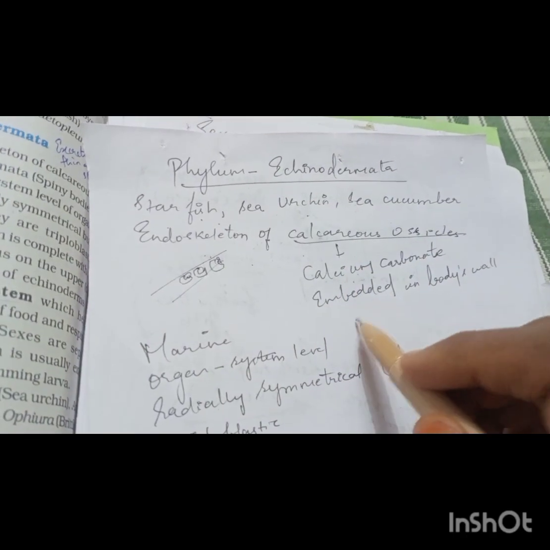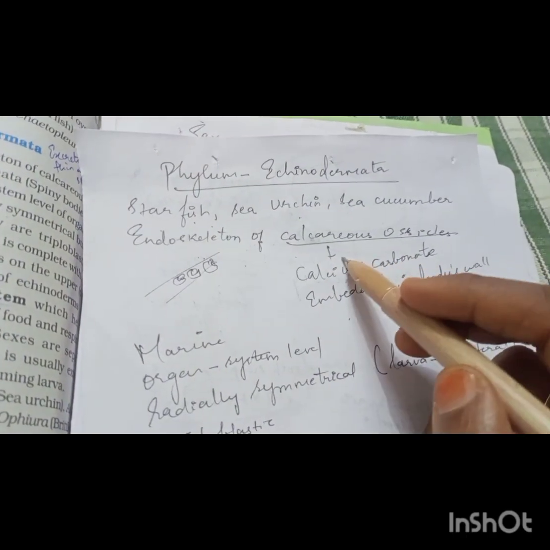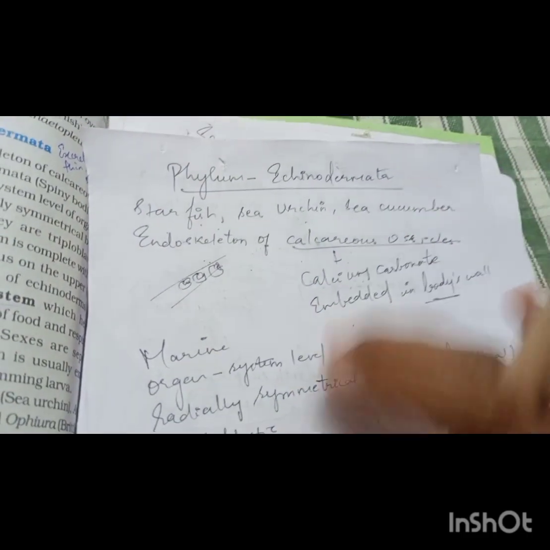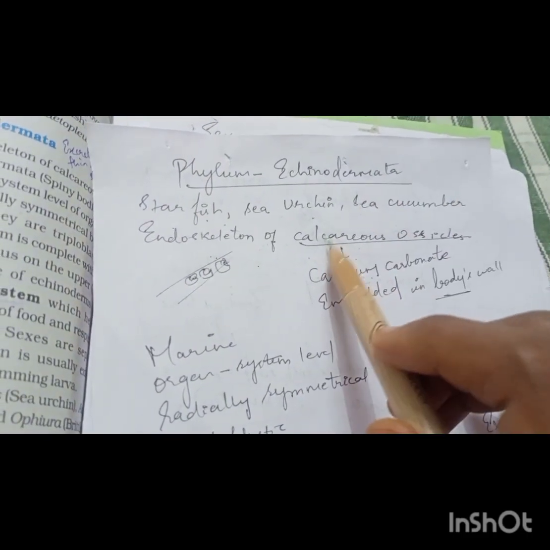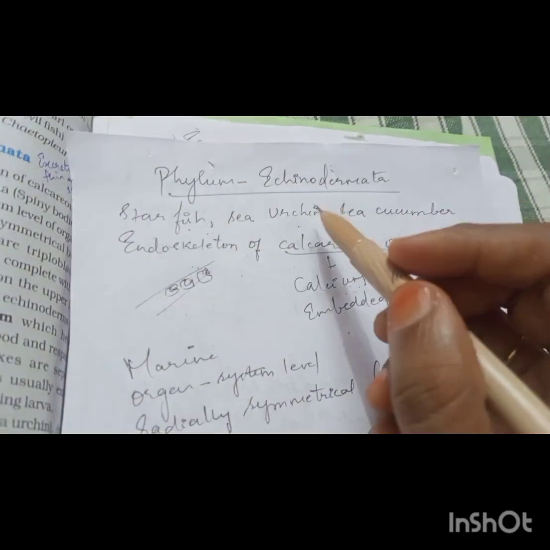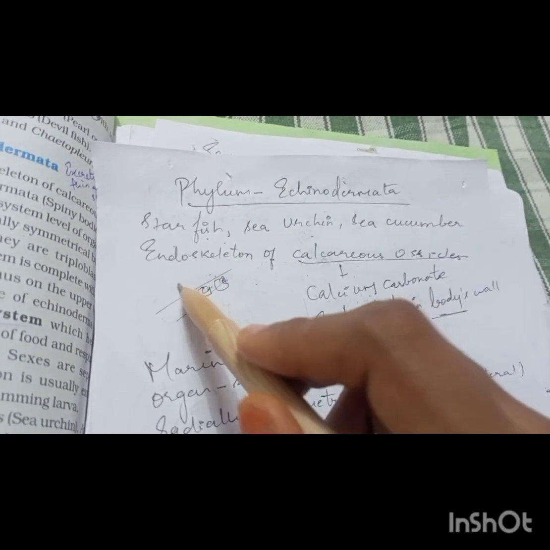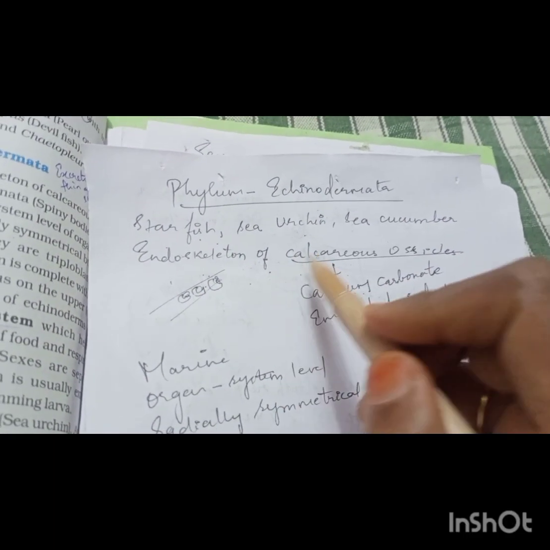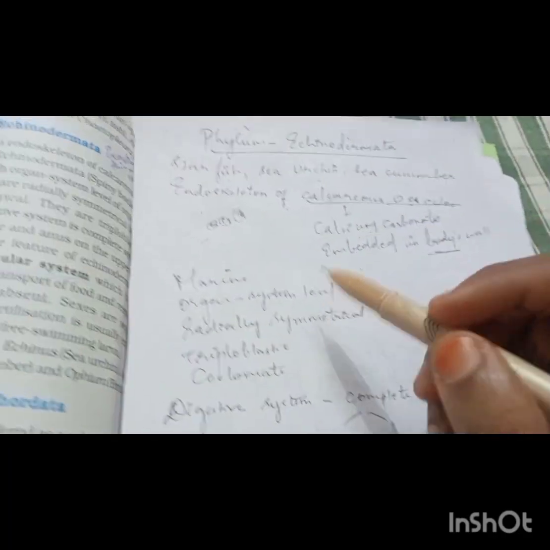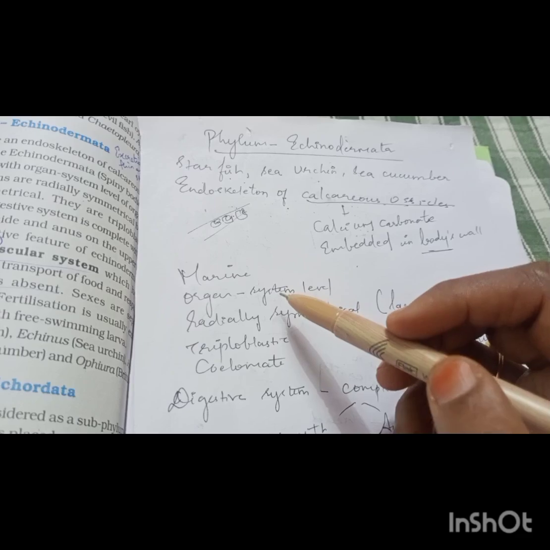They are found embedded in the body wall. They aid in giving skeletal support to the body structure. So the main feature of this phylum is an endoskeleton made up of calcareous ossicles. In starfish you can see it clearly.